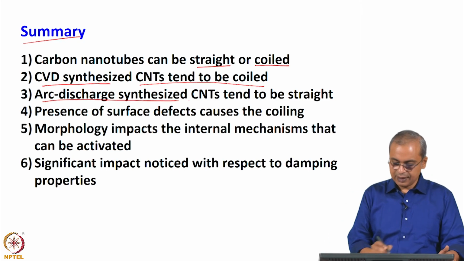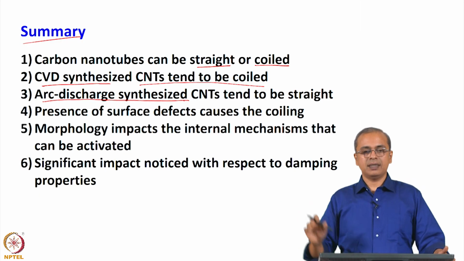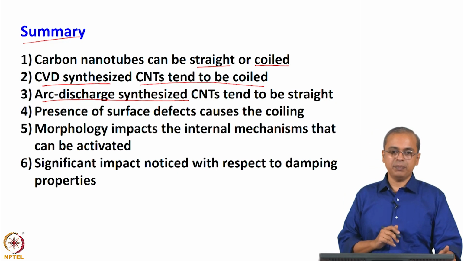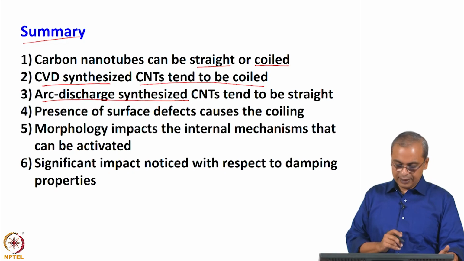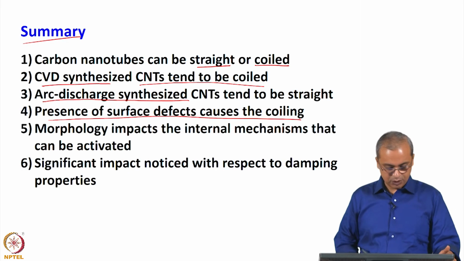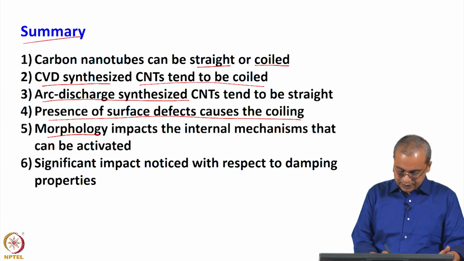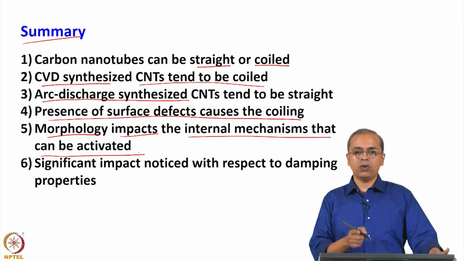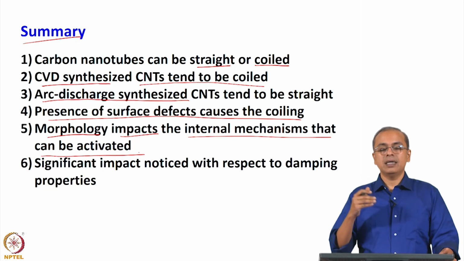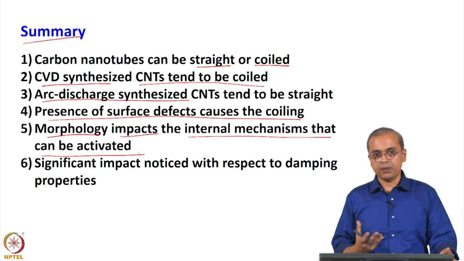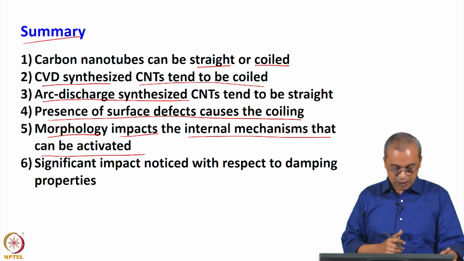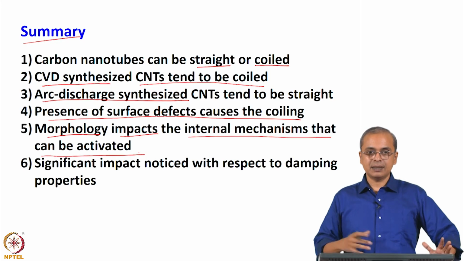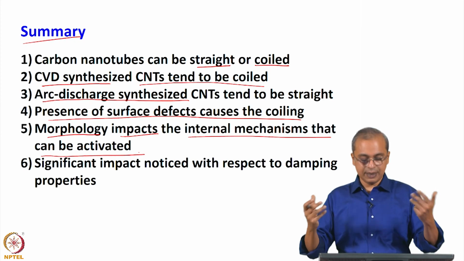Arc discharge synthesized CNTs tend to be straight, with very well defined geometry, and therefore, the possibility of intertube sliding seems to be distinctly available in the case of arc discharge CNTs. As I mentioned, the surface defects are what cause the coiling. The morphology of the CNTs impacts the possible mechanisms that can be activated. In both the coiled as well as the straight CNTs, you can activate the stick slip mechanism provided you supply sufficient force. However, intertube sliding is a mechanism that you can activate only in the straight CNTs simply because only their morphology seems to permit this possibility.